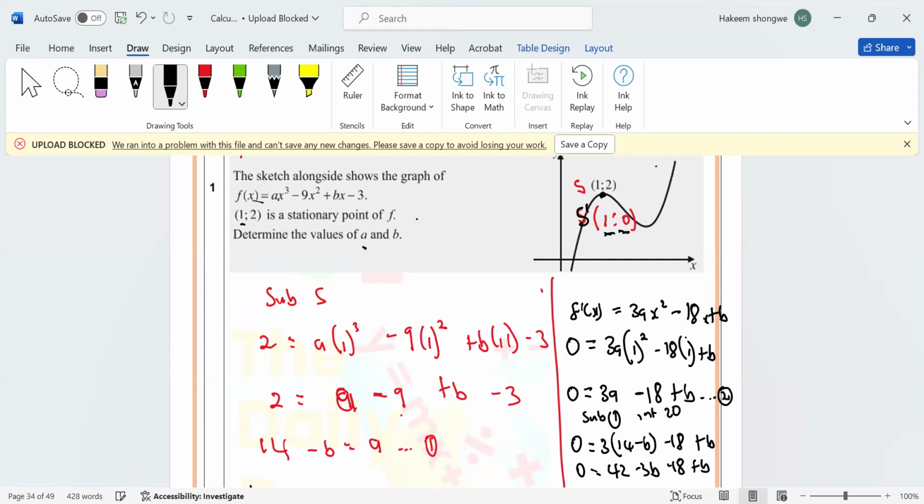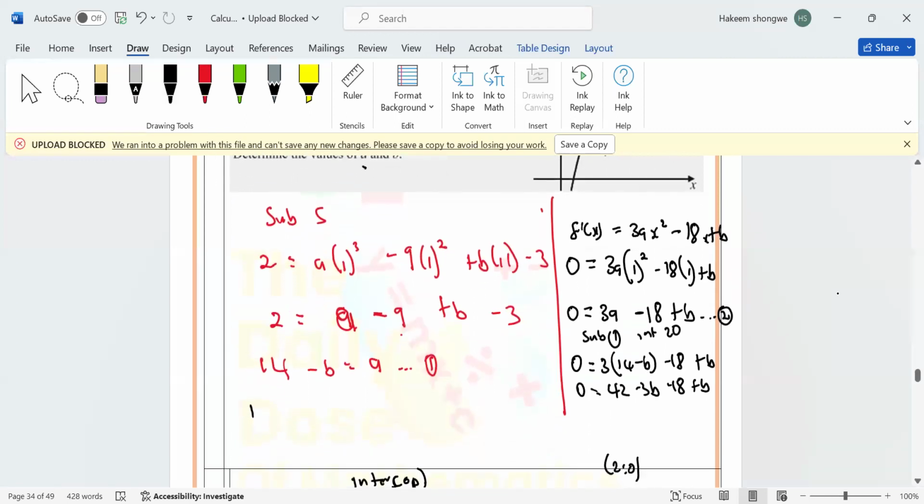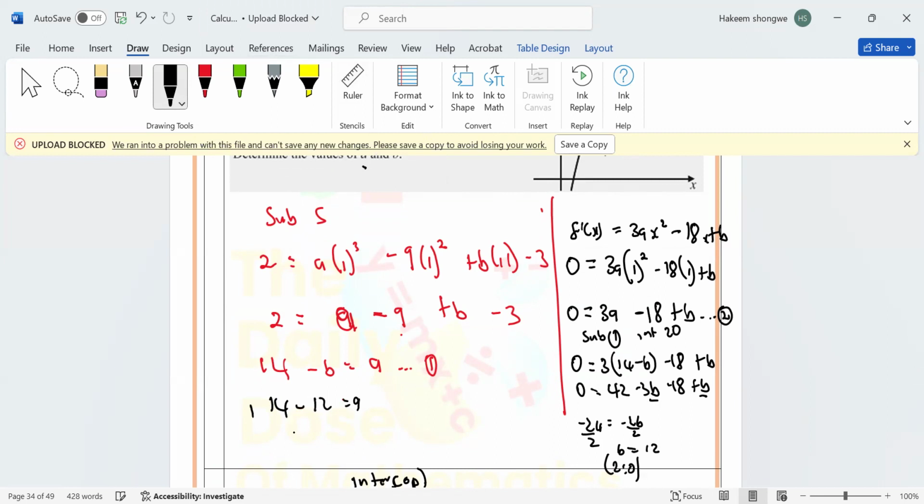And then what do you get for that one? If you continue with this one, this one and this one is going to give us minus 2b plus 24. Then we take the 24 to the other side. It says minus 24 is going to be minus 2b. Divide by 2, divide by 2. B is going to be equal to 12. And then we have 14 minus 12, which is going to be 2.